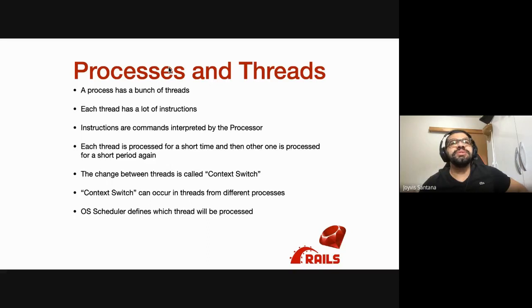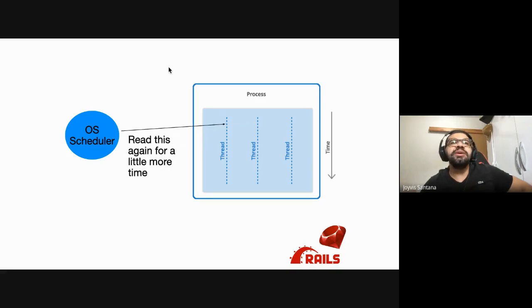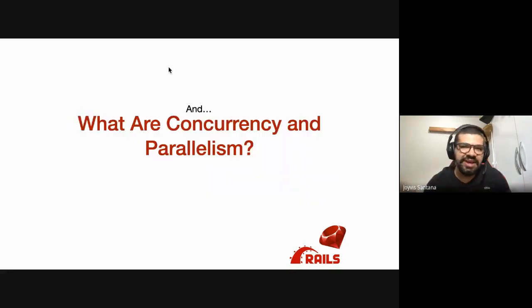Okay, just some points, and I have some images to represent. So here we have our process and some threads, and the blue ball represents our operating system scheduler. So the scheduler runs a thread for a period, and then changes, and then comes back again. Basically, that's it. The next point is, what are concurrency and parallelism?